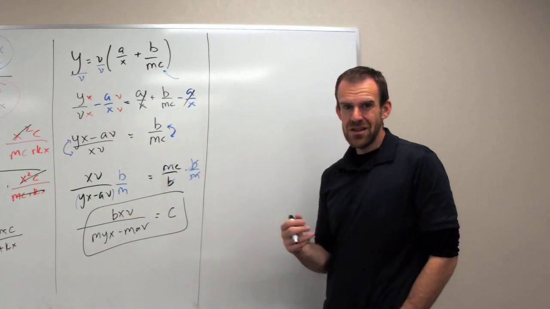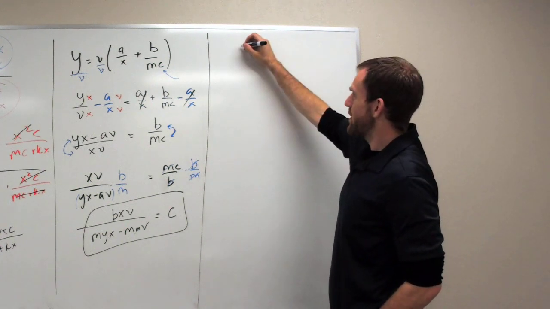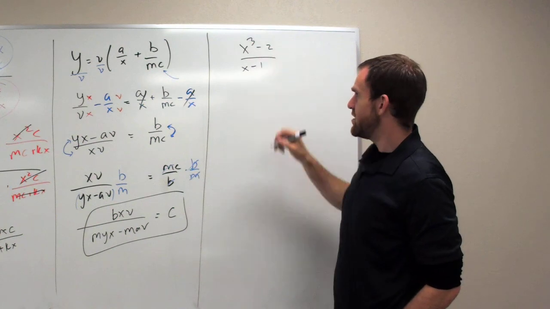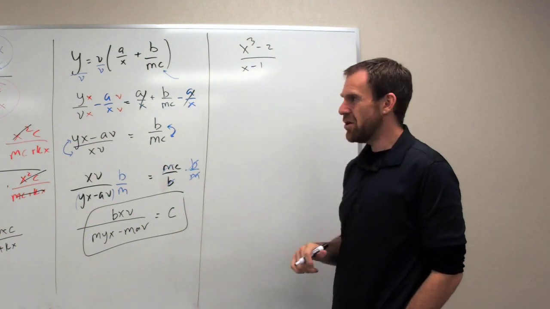Now the last part of our lesson is polynomial division. This is often really challenging, so we're going to do one difficult example and see if we can pick it up. We're dividing x cubed minus 2 over x minus 1. Now you guys should remember this from even Algebra 1, but let's review it one more time.